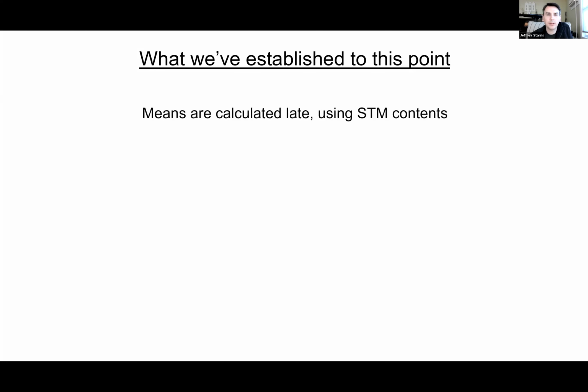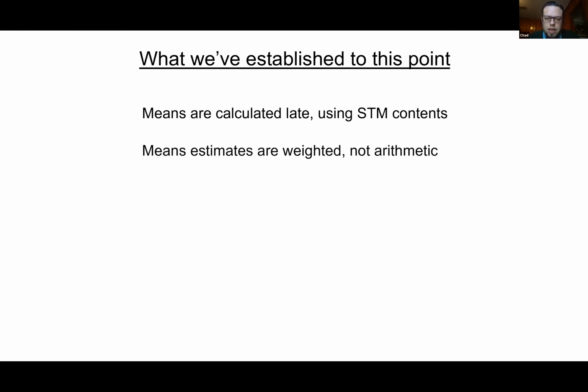But so far, here's the interim summary. Means are calculated late using short-term memory contents. The estimates of means that people make are weighted, not arithmetic averages. And by the way, if you know the categorization literature, one of the most famous debates in cognitive psychology is prototype versus exemplar models. If you go back and look at the papers that compared the exemplar model to the prototype model in computational form, they always assume an arithmetic average for the prototype. These tasks are very similar to those categorization tasks, so if it's actually a weighted average, you might have to go back and look at that again. But anyway, they're weighted, not arithmetic averages.